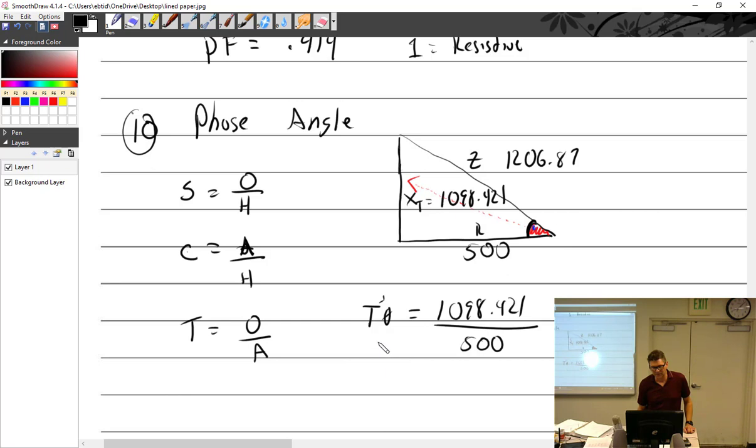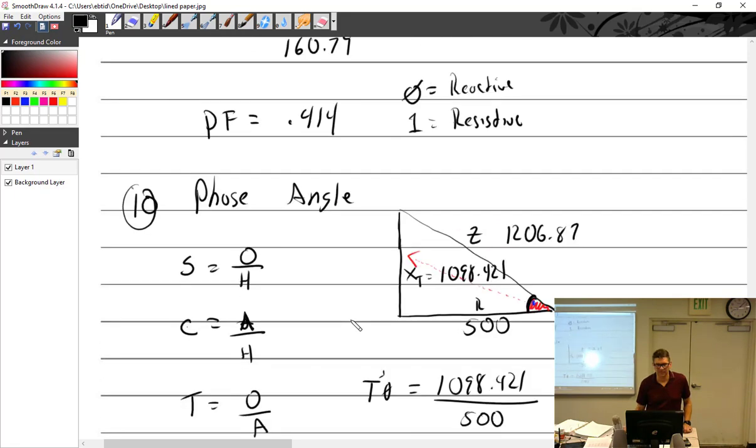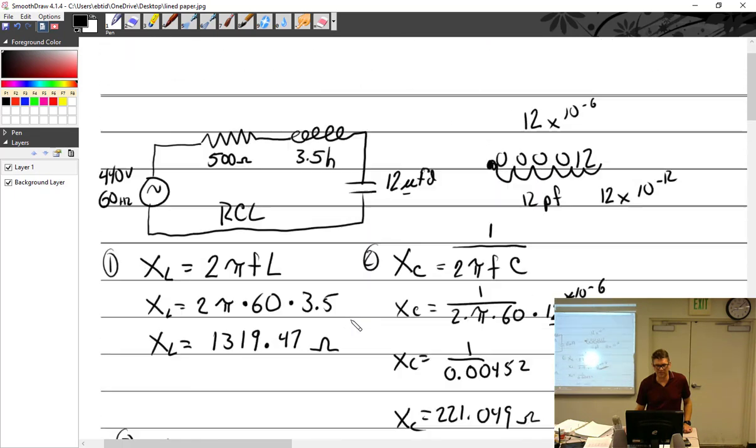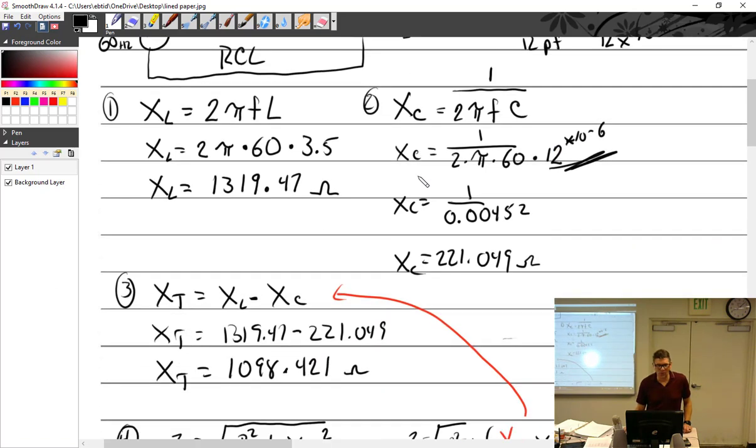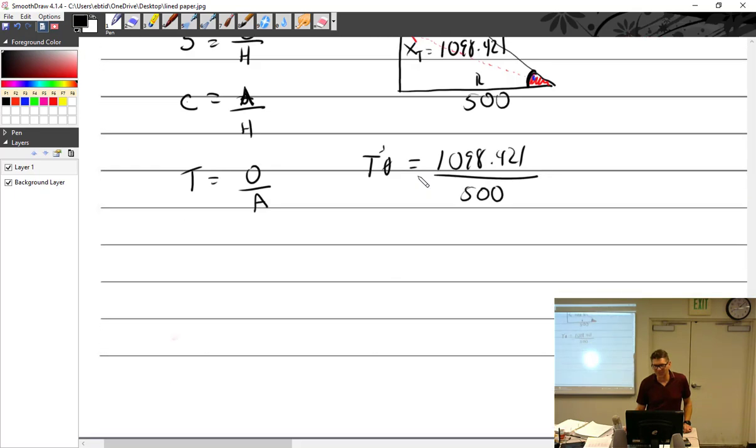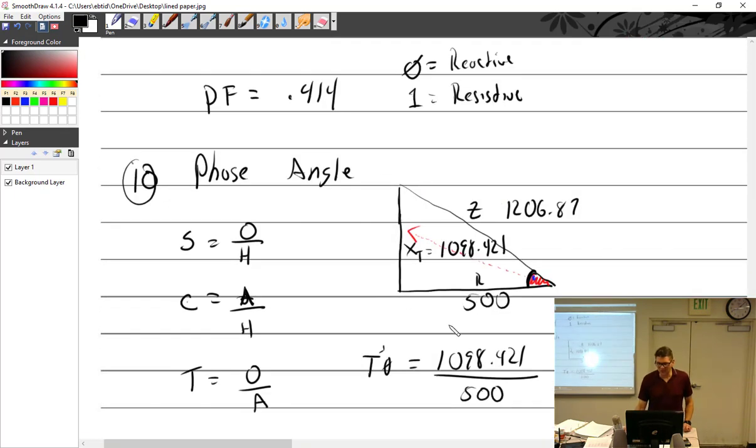No matter what circuit we get, we'll always have these three values: the resistance, the X total, and Z, correct? You will always get enough information to get the rest. We were given the 500, so you'll always have the 500, but you'll be given enough information to get the rest of the values.